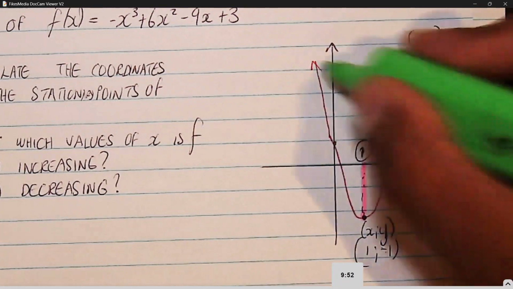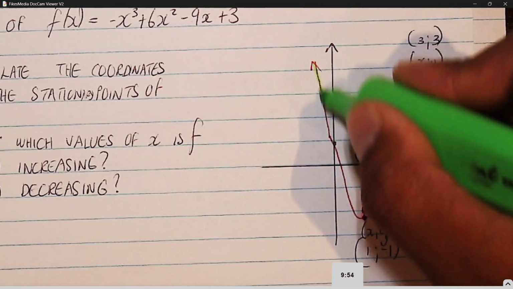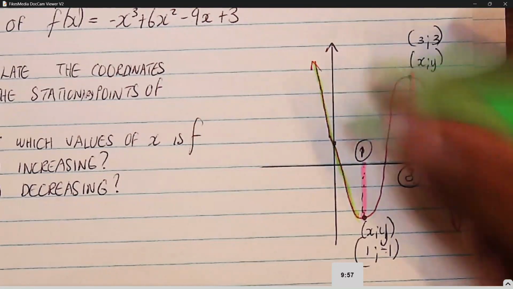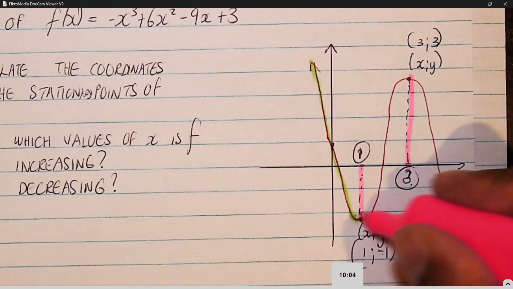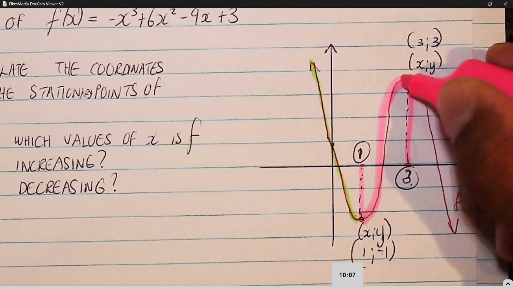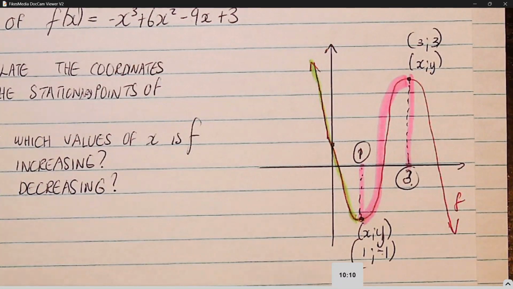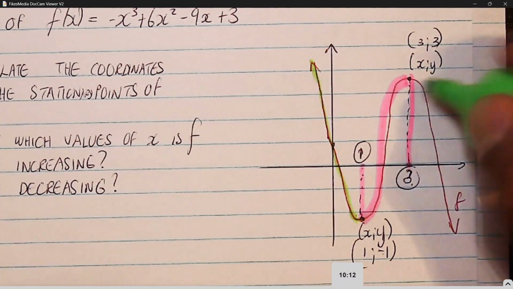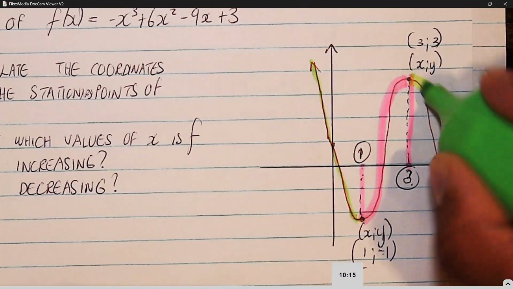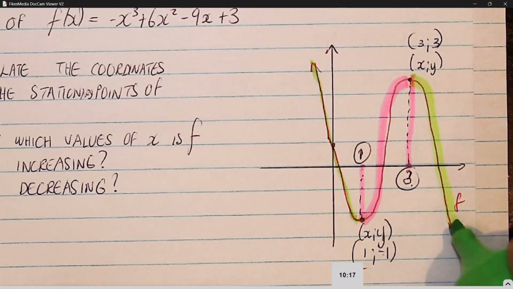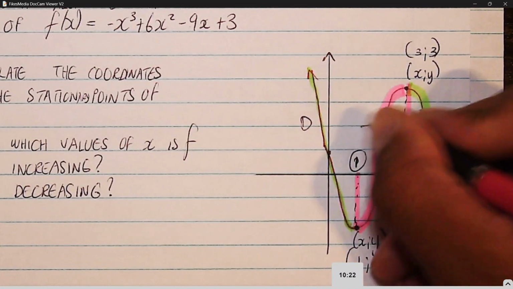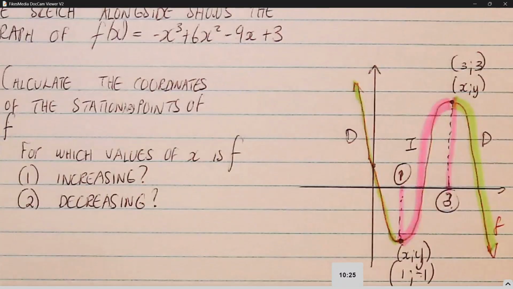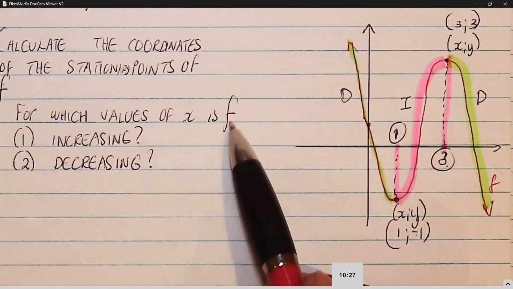We can see that the behavior of the graph is decreasing from negative infinity to 1. And also from 1 to 3, there is an increase, right? Then after that we have a decrease. So this is a decrease, this is an increase, and this is a decrease. But now they ask, for which values of x is f increasing?